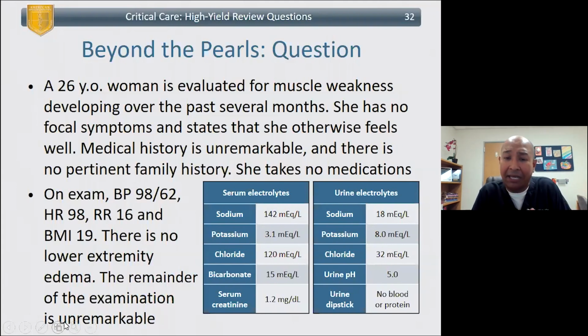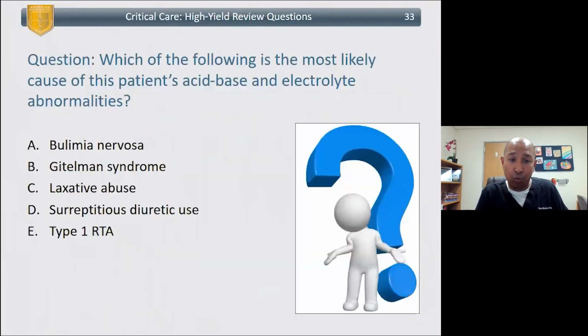So there's a non-gap metabolic acidosis, and there's some urine electrolytes. We got some sodium, potassium, chloride, the urine pH, and they did a dipstick, and for what it's worth, there was no protein noted there and no blood. So what is the question? Which of the following is the most likely cause of this patient's acid-base and electrolyte abnormalities? So once again, what did this patient have, everyone? Yeah, a non-gap metabolic acidosis.